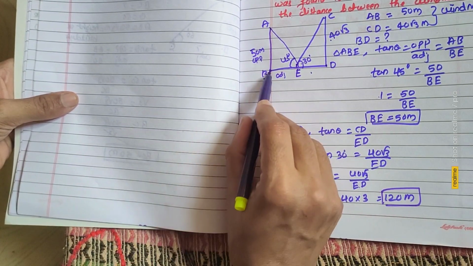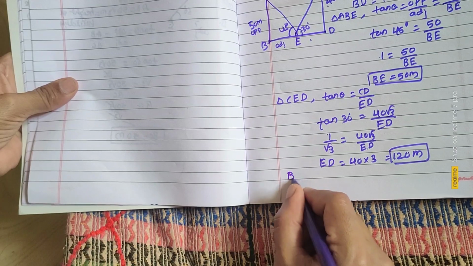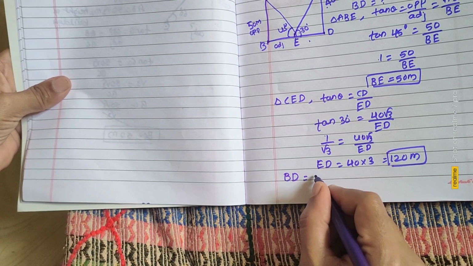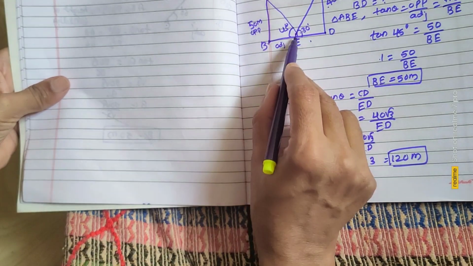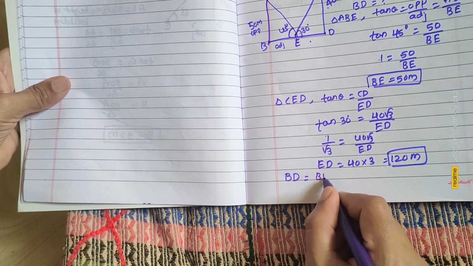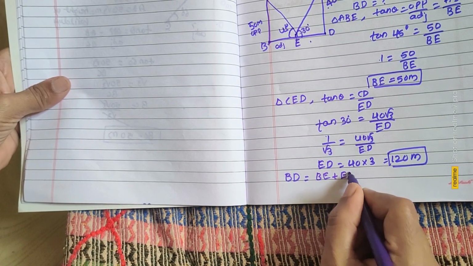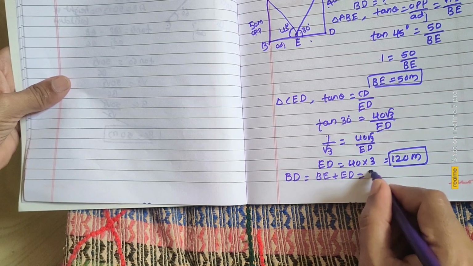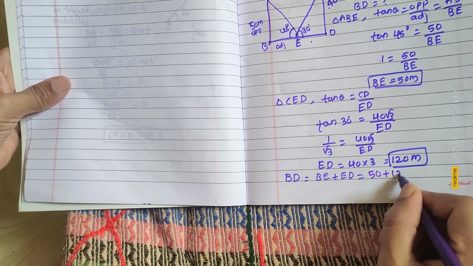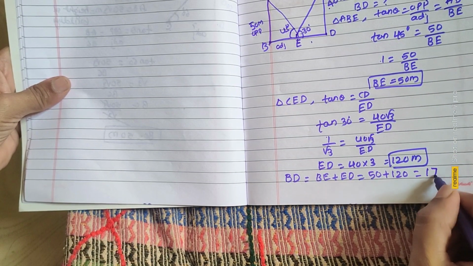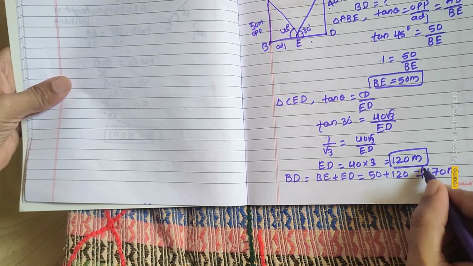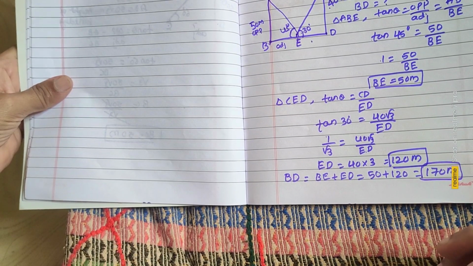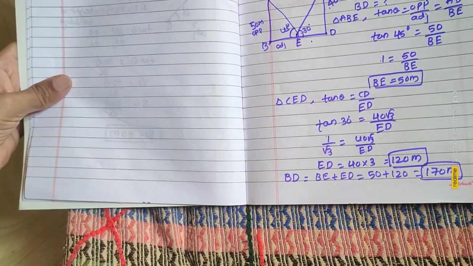Then we'll find BD. BD is nothing but BE plus ED. BE is 50, ED is 120. This becomes 170 meters. This is the distance between the two windmills.